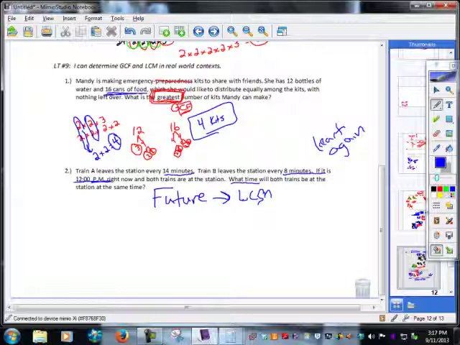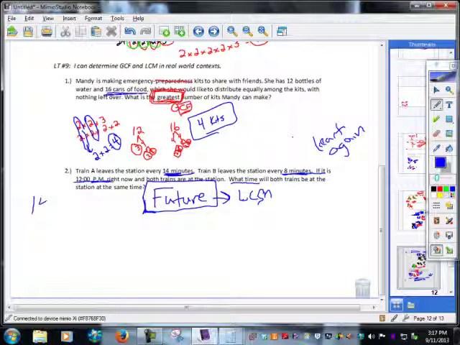Because if one comes every 8 minutes and one leaves every 14 minutes, a lot of times they're going to miss each other. Okay? Because 8 minutes are going to go, then that one's going to be there, then he's going to leave, and then the other train's going to come in. So whenever you want to know, when are 2 or 3 things going to happen again in the future, we're talking about LCM.